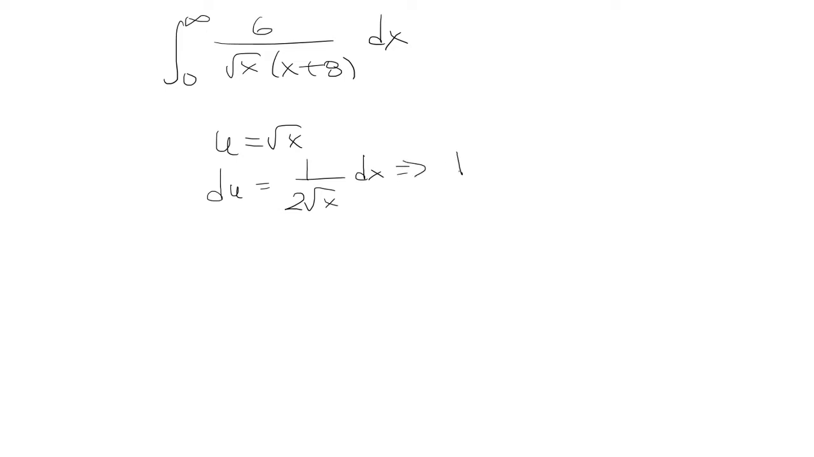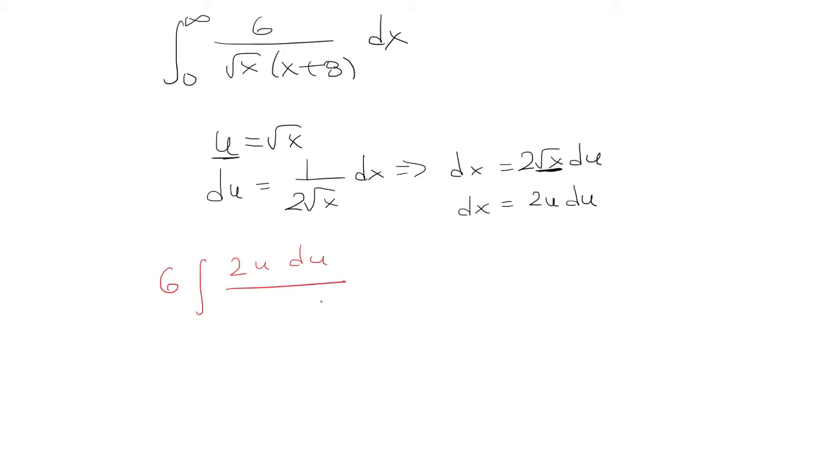So if I were to solve for dx, that's going to be 2 root x du, but root x is equal to u. So that would be dx is 2u du. Now we're going to make the substitutions. At the top I have 6, so I'm going to pull that out. Dx is 2u du. Root x here is just u. X plus 8, well, if I solve for x here, x is u squared. That's going to be u squared plus 8.